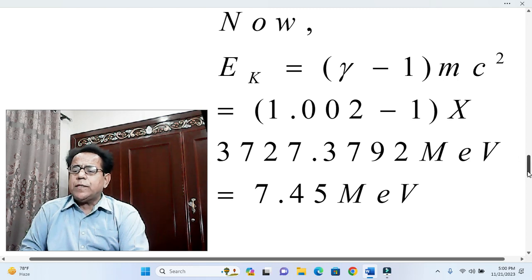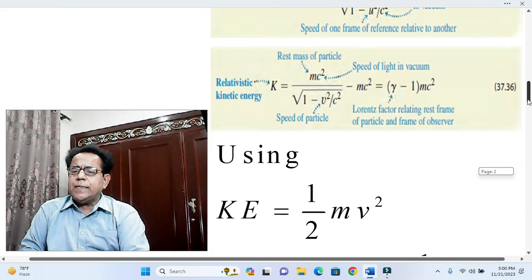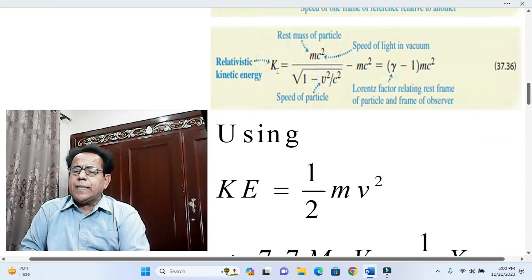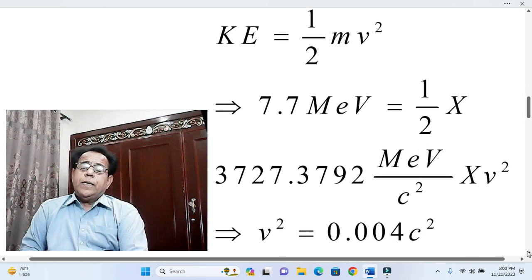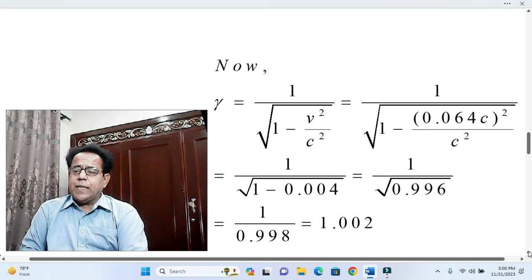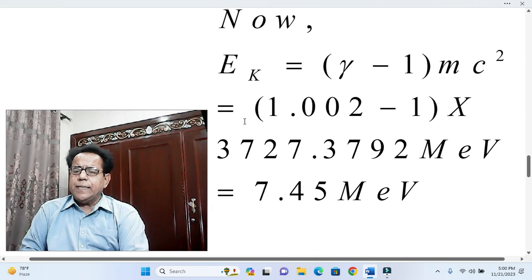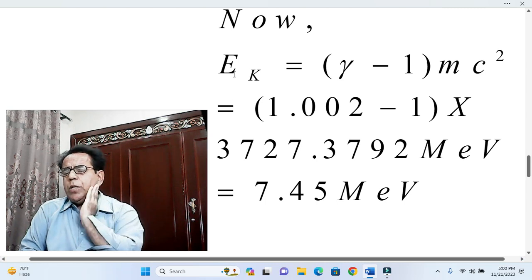Okay, now we go back to this snapshot. Okay, relativistic kinetic energy equal to this minus this, or this equal to this. Okay, so here we have used this expression, and by using this expression our relativistic kinetic energy becomes kinetic energy E with K written as a subscript of E.